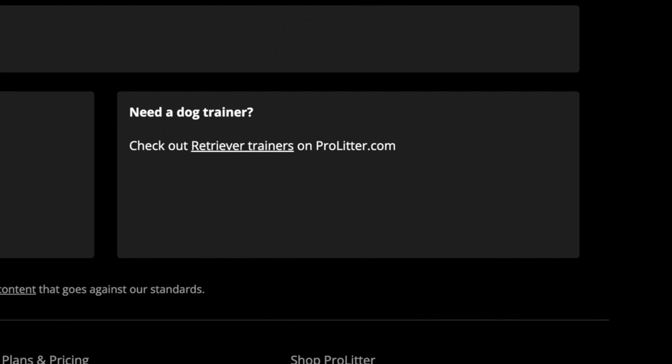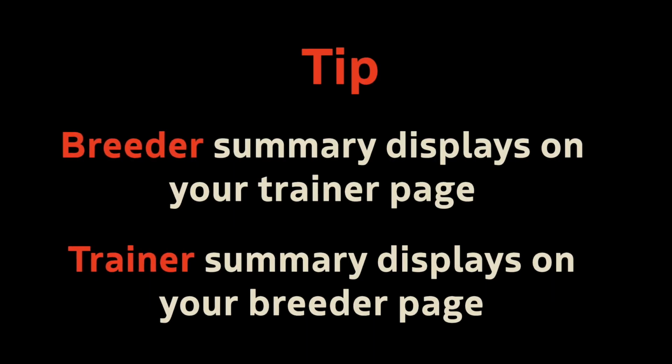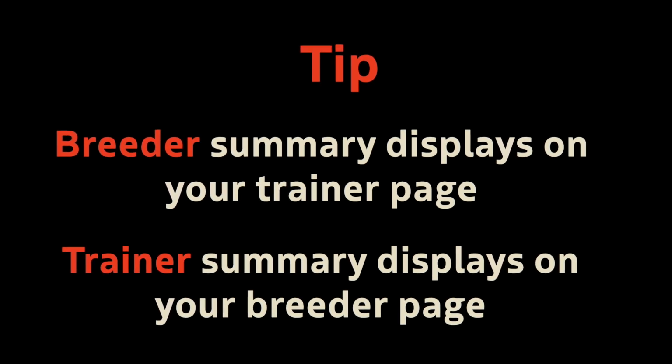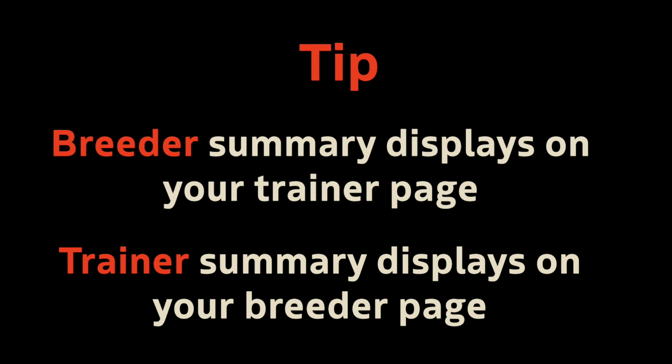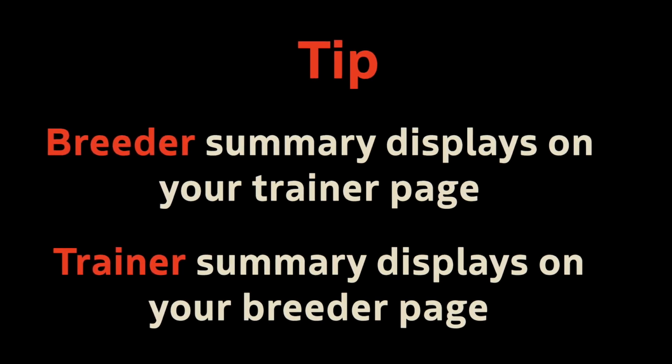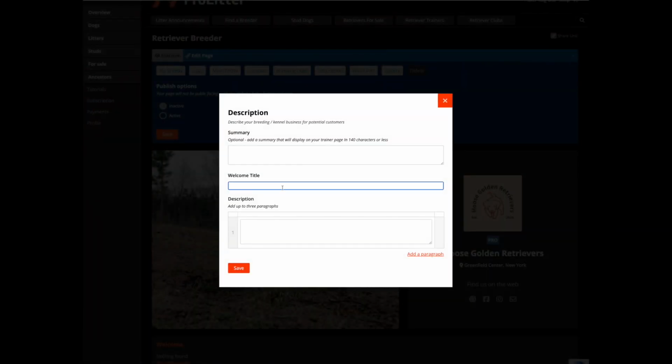Well, we are going to link those together automatically so people who find one page can easily find your other page. So if you enter a summary here and you have a trainer page, that summary will display on the trainer page. So I'm going to go ahead and add welcome Moose Golden Retrievers on ProLitter. So I'm just going to paste this in. We'll add that one.